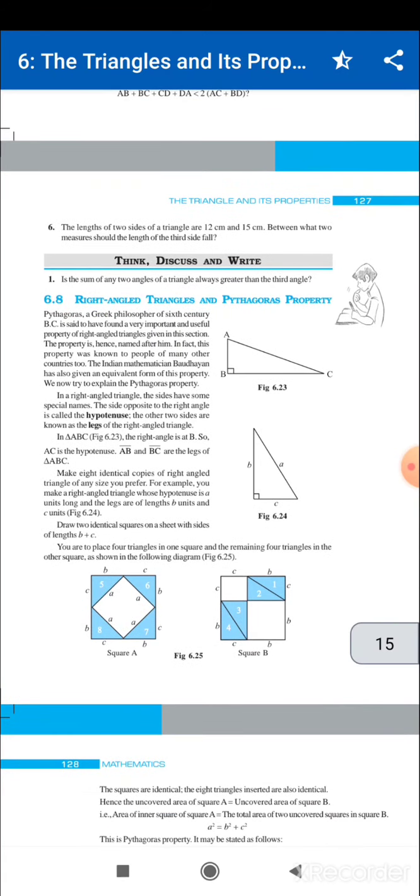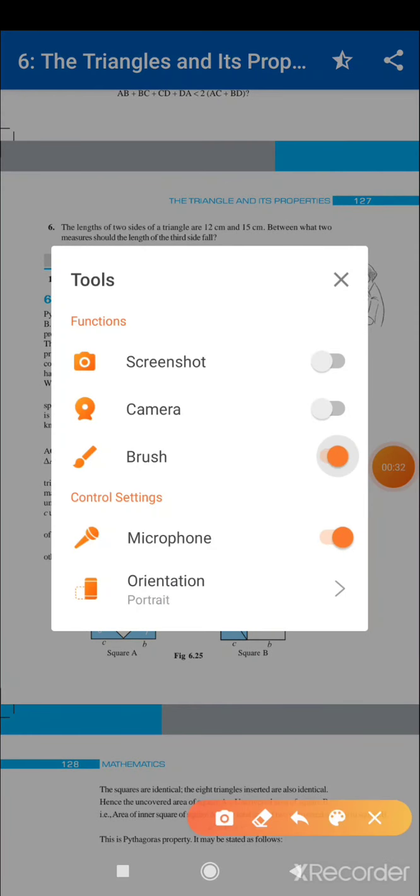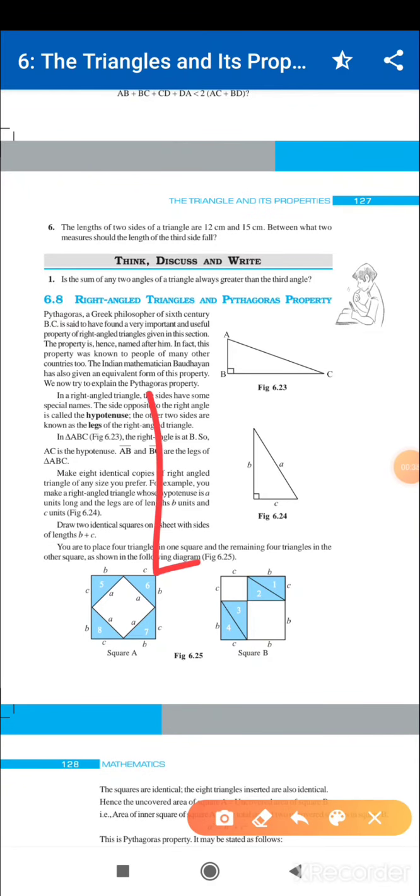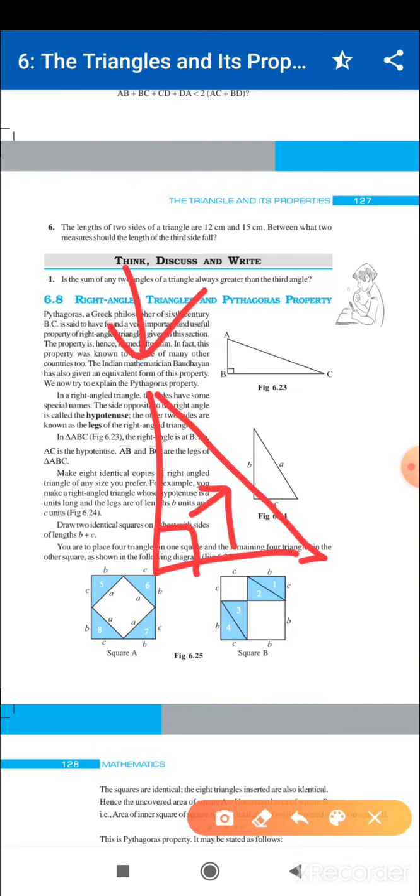As we discussed in our previous video, a right angle triangle is a triangle in which the measurement of one of the angles is 90 degrees. So if you have a triangle in which one of the angles is 90 degrees, this triangle is known as a right angle triangle. In a right angle triangle, the side opposite to the right angle or 90 degrees is known as the hypotenuse. The other two sides are known as base and perpendicular.